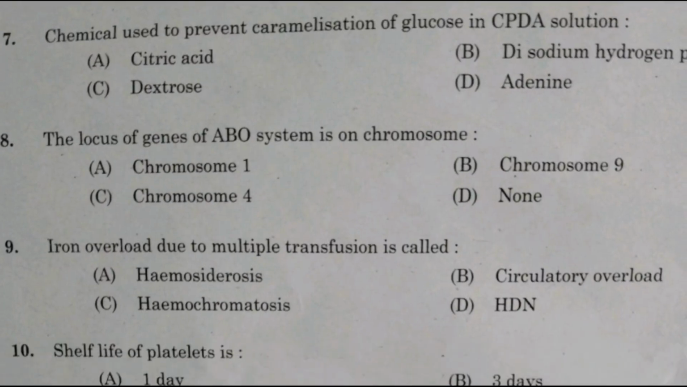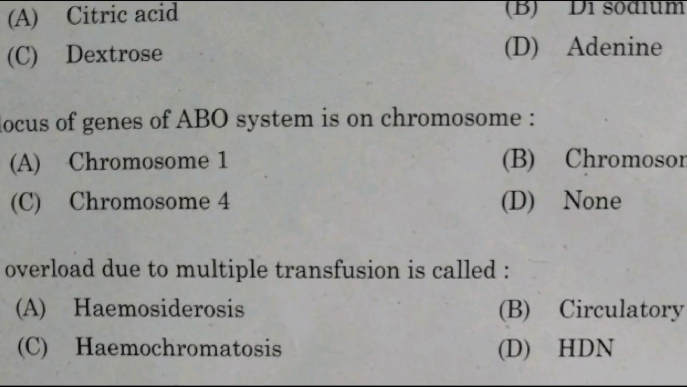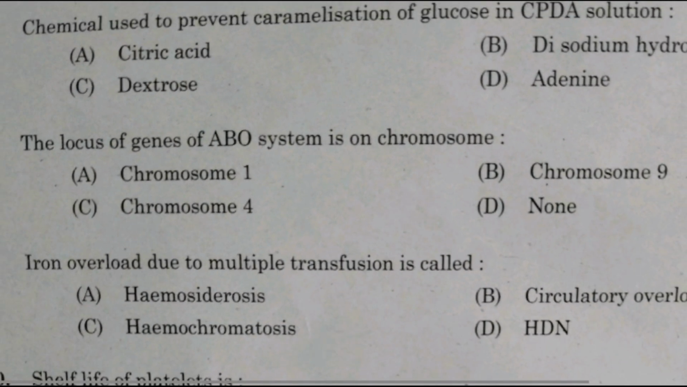Next one. Chemical used to prevent caramelization of glucose in CPDA solution. The right answer is option A, citric acid. Okay. Next one. The locus of genes of ABO system in chromosome number 9. The right answer is option B, chromosome 9.